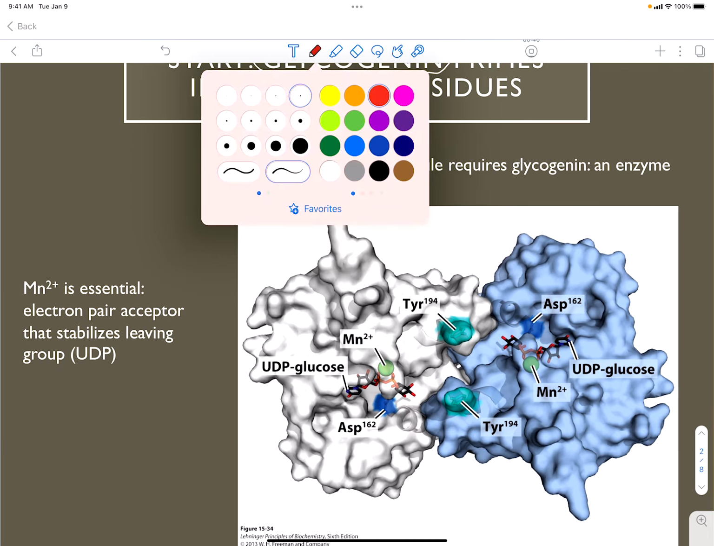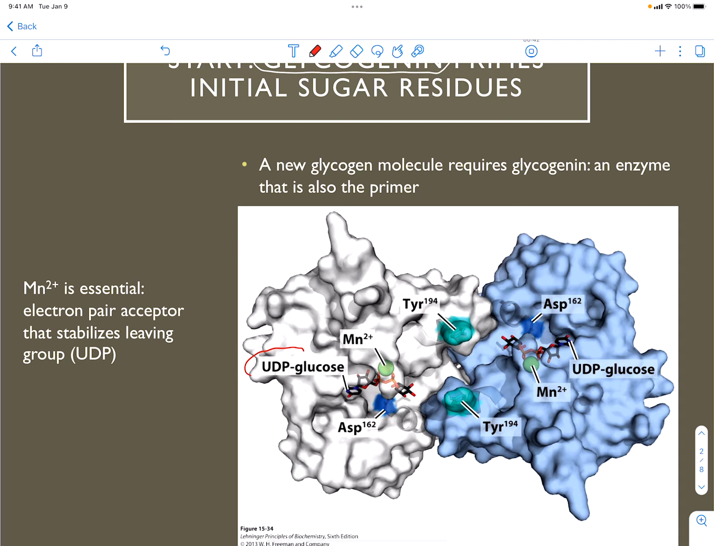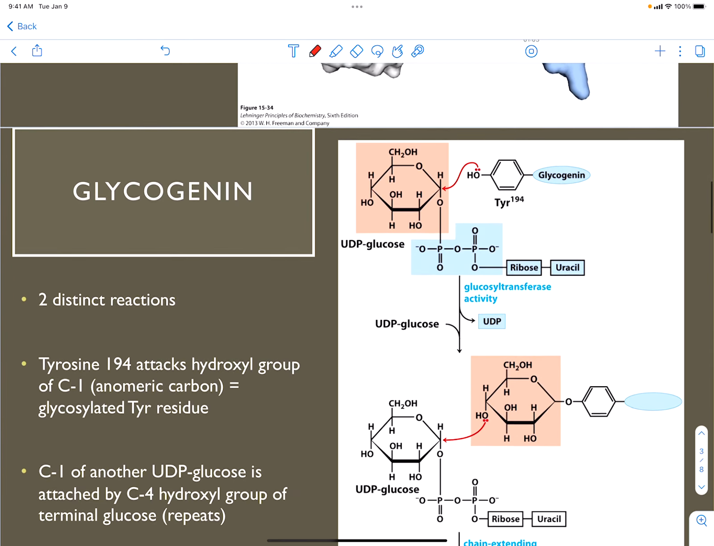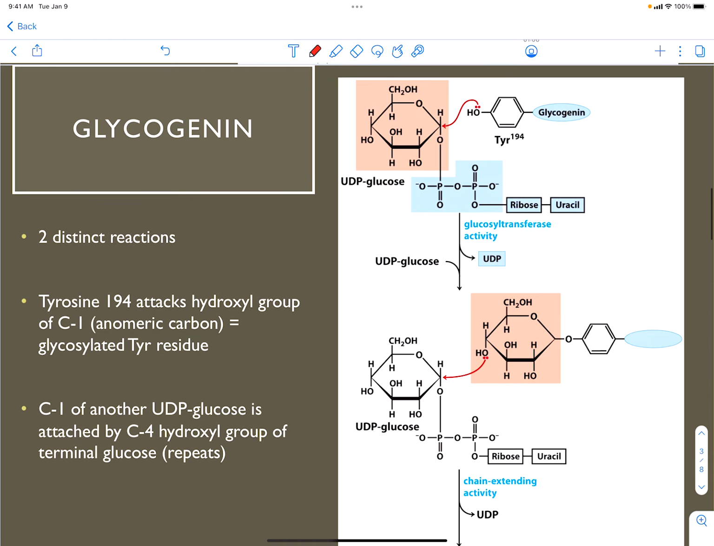You can see here that our glycogen precursor, UDP glucose, is going to be able to bind to the pockets of your glycogenin. And you're going to have magnesium, which is important, and this is going to provide an electron pair acceptor that's going to stabilize the UDP group coming in. So glycogenin has two reactions.